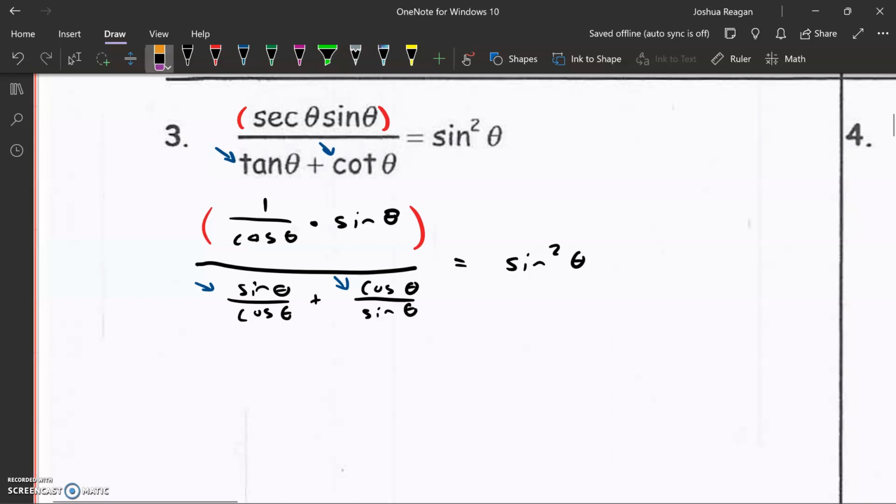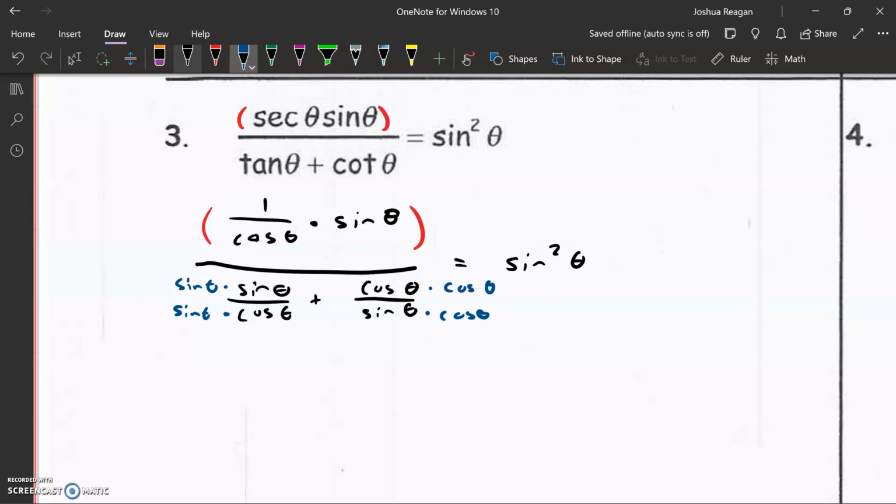So what I'm going to do, I'm first going to erase all these arrows. What I'm going to do is multiply on the bottom so that I can add my fractions. Since I have different denominators, I want them both to be the same. So I want my denominator to end up being cosine theta times sine theta. So I'm going to multiply this side by sine theta on the top and the bottom. On the right side, I'm going to multiply by cosine theta on the top and the bottom.